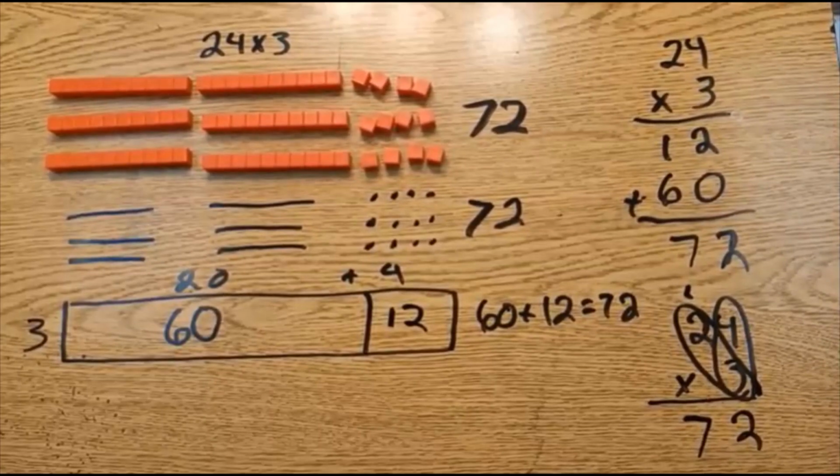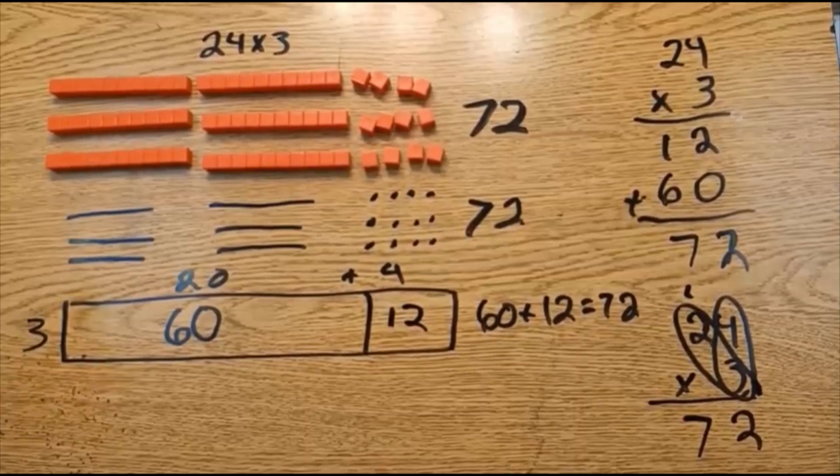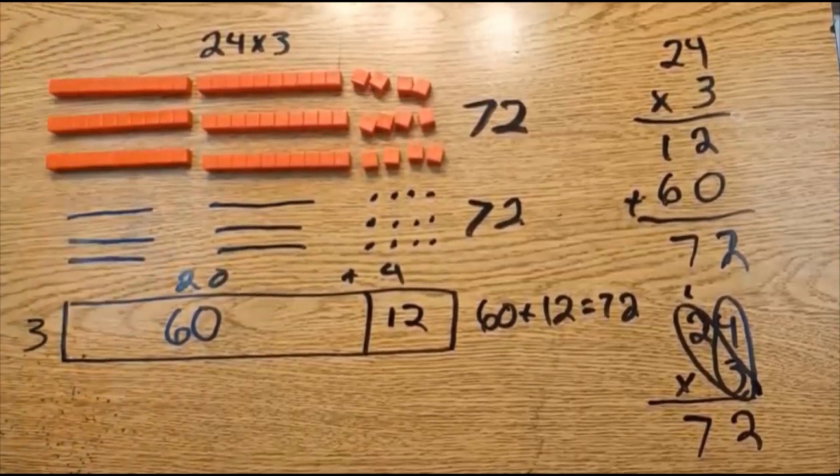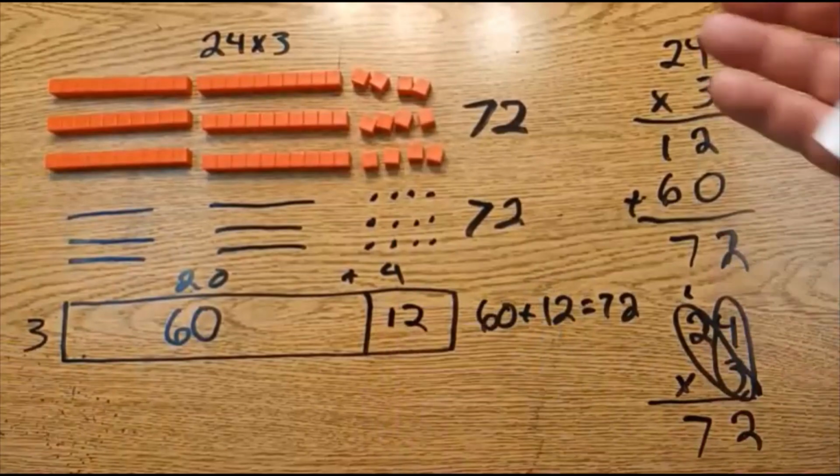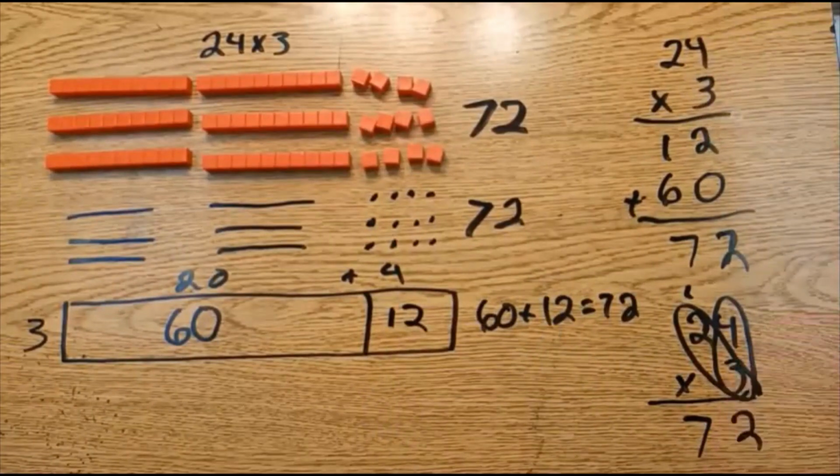And these are just a few different ways that you can do 2-digit by 1-digit multiplication. Looks like we have the concrete way, pictorial way, area model way, partial product, and the standard algorithm for doing 2-digit by 1-digit multiplication problems.